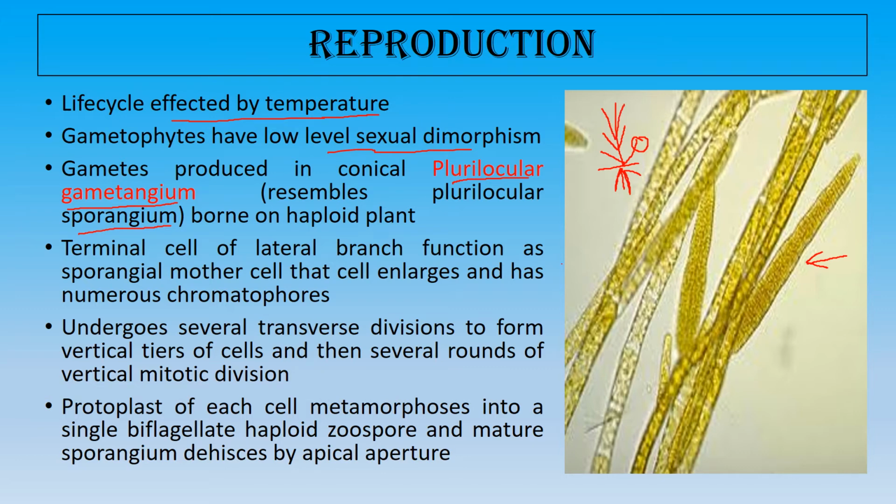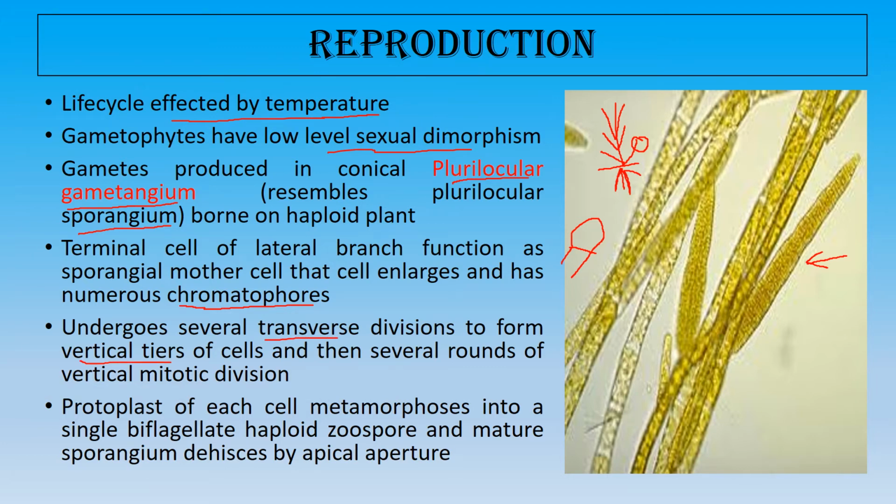Once the terminal cell enlarges, it starts gathering a large number of chromatophores, which undergo a large amount of photosynthesis and store a huge amount of food. Once the threshold of food and nutrients required for the many divisions needed to produce the gametes is crossed, that is, once they have abundant nutrients to support the many divisions, it starts dividing. The divisions are first transverse and then vertical.